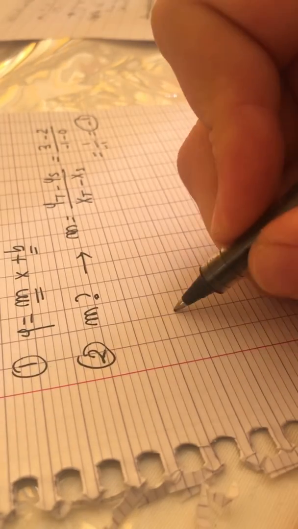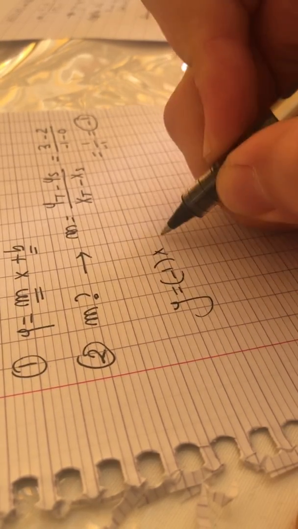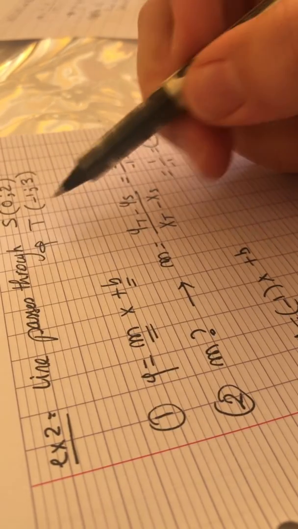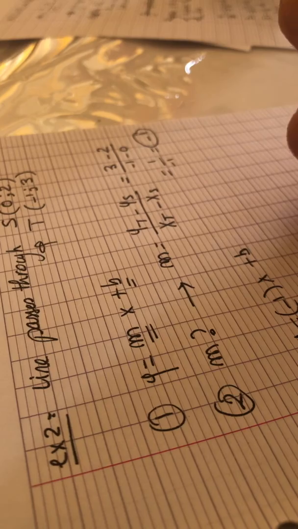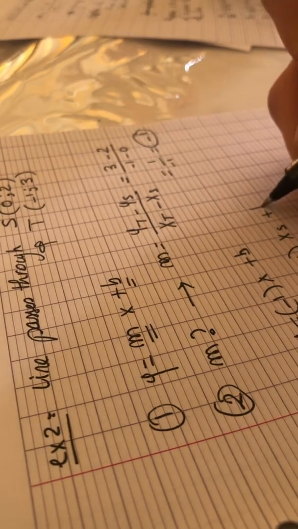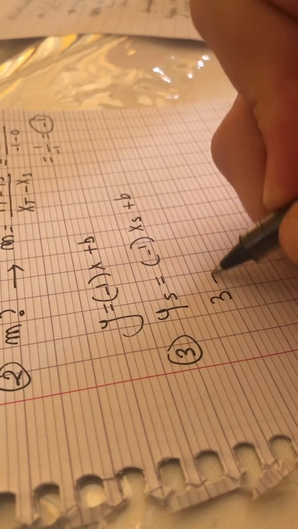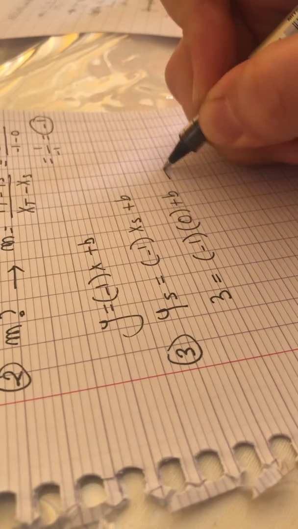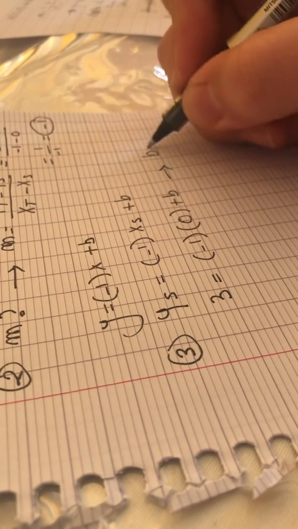So now we have m, which means the equation will look like this. Y equal to negative 1x plus b. To find b, we replace y and x by the coordinates of a point that passes through the line, either s or t. So I'm going to replace it by s, so it becomes y of s is negative 1 x of s plus b. So y of s, which is 3, equal to negative 1 x of s, which is 0, plus b, which will give us 3 equal to 0 plus b, so b is simply 3.